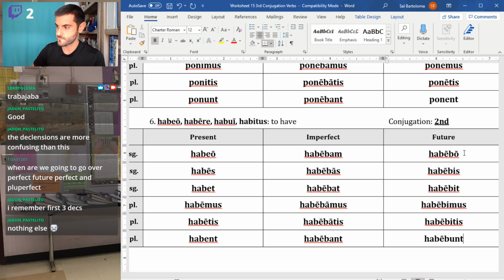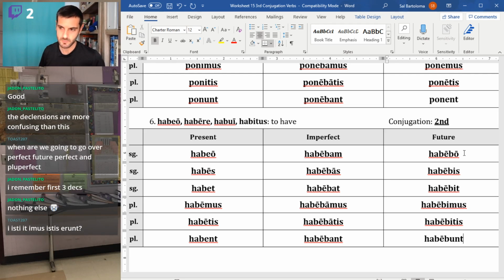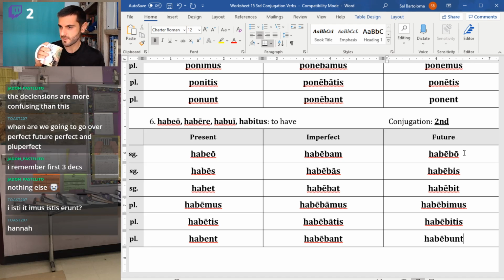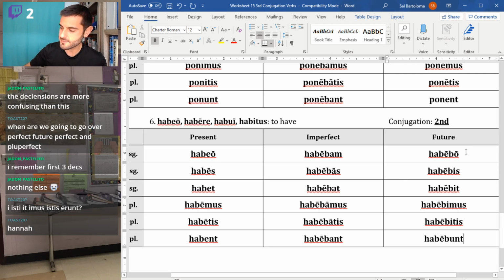Okay. Toast, who are you, by the way? I don't recognize your username. I want to make sure I know who comes to my streams. E is the it, imus is this. Aaron. Oof. Dropping some knowledge on me, Toast. Hannah. Absolutely, Hannah. So you're asking when are we going to do something that you already know how to do. I love it. You're like, when are these plebs going to get on my level? Right?